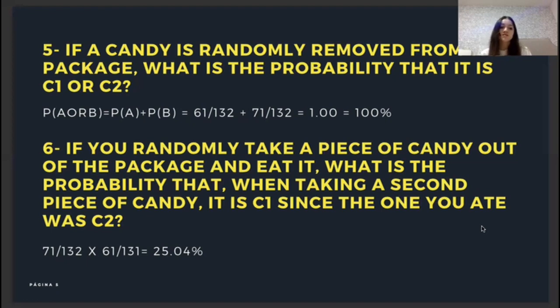And the next one is, if you randomly take a piece of candy out of the package and eat it, what's the probability that when taking a second piece of candy, it's candy number 1, since the one you ate was candy number 2? So you have to multiply 71 over 132 times 76 over 131, which is equal to 25.04%.